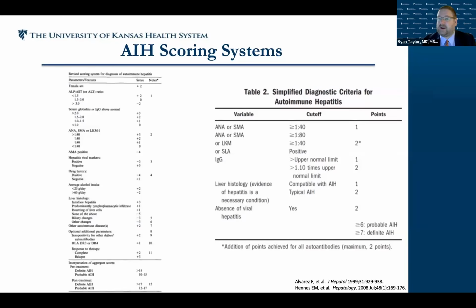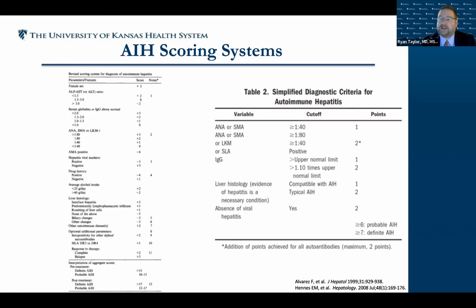And these are our two main scoring mechanisms that we have used for autoimmune hepatitis. The one on the left is very busy and in small print, and that's because it shows the number of different factors that we would consider in making the diagnosis of autoimmune hepatitis. This was the older model that was used, obviously very clinically laborious, clunky, with a lot of information to take in.